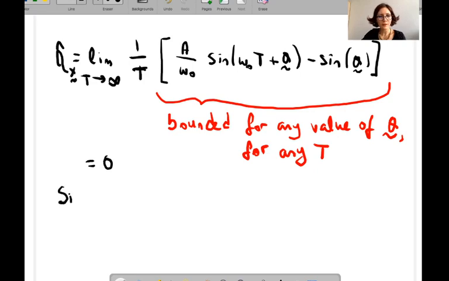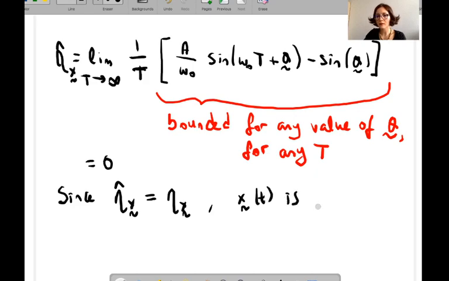So now, if you compare the time average of the mean and the actual mean, we see that they are both equal to 0. Since these two values are equal, we conclude that our process is ergodic in the mean. So x of t is ergodic in the mean.